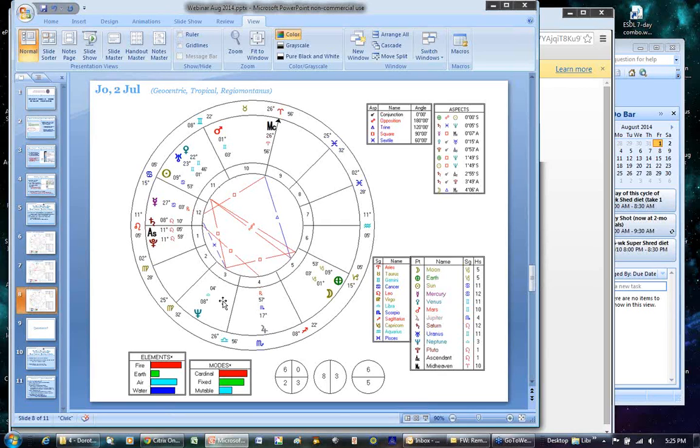I also noticed that Venus is the final dispositor esoterically of all the planets, so that kind of brings soul into that picture too, doesn't it? That the whole thing's being run by the soul, when you talk about karma.